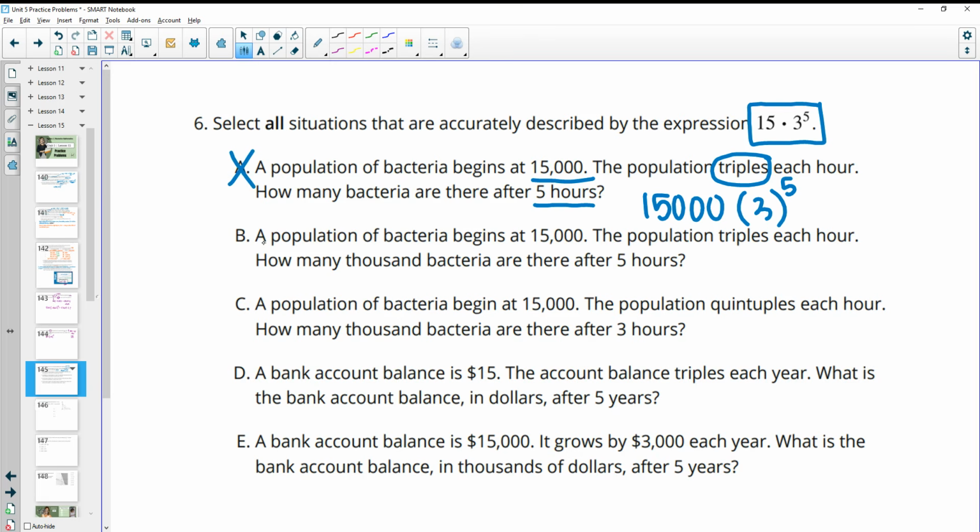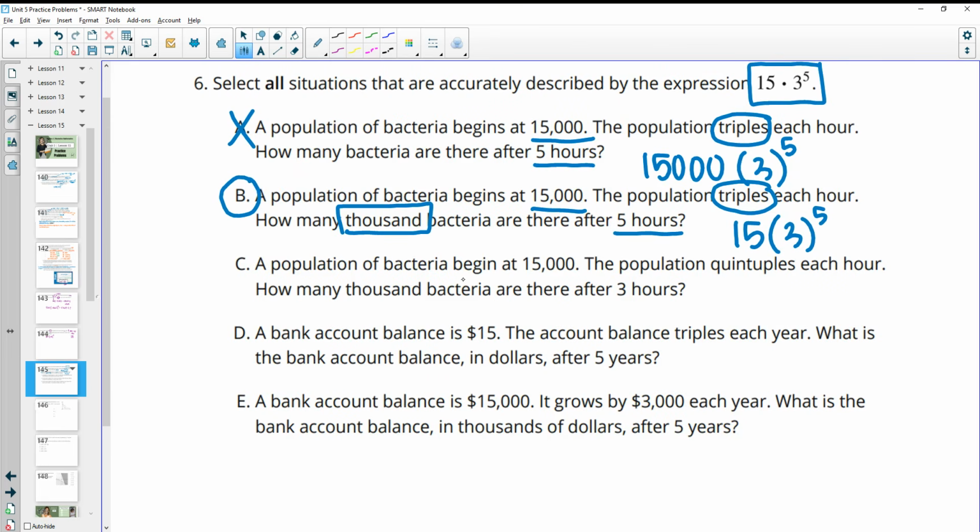Part B is basically the same. A population begins at 15,000. It triples each hour. They want to know after 5 hours, but this time it says how many thousand bacteria are there. So now we're not going to write out 15,000. We're just going to say 15,000 times 3 to the 5th. So we add the word thousand after. And so now 15 would represent 15,000. So this one is correct.